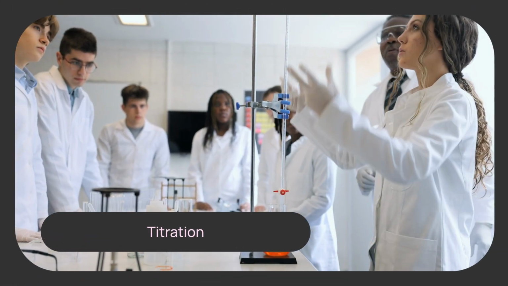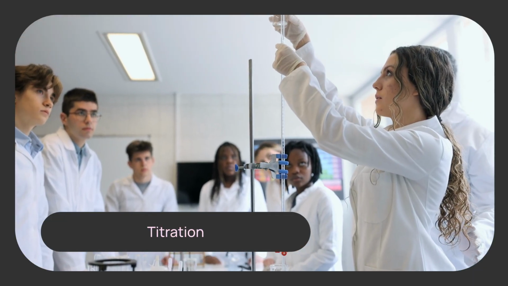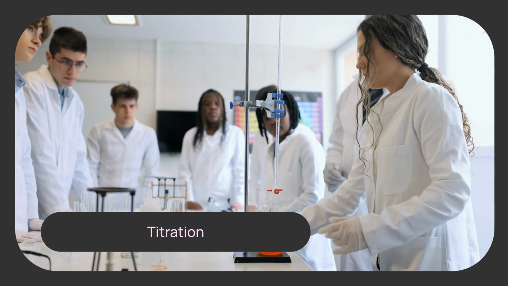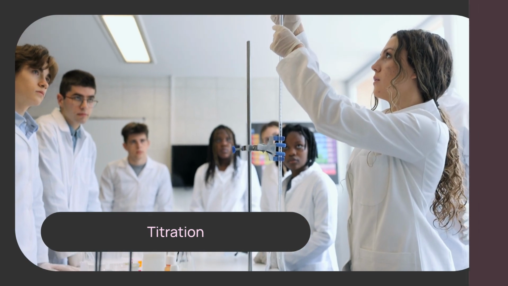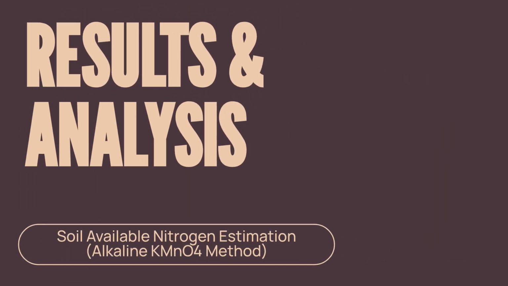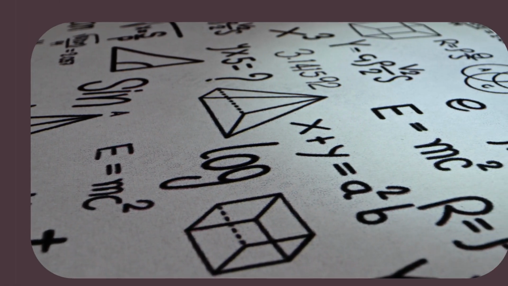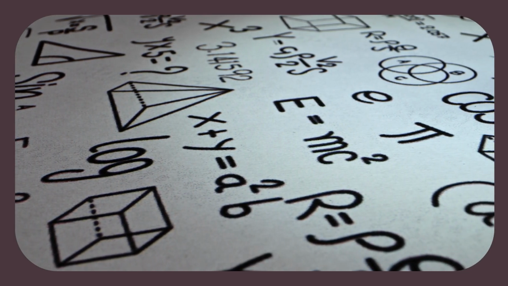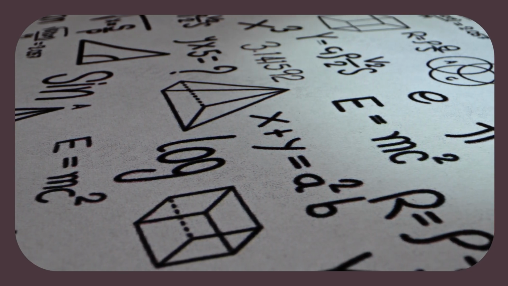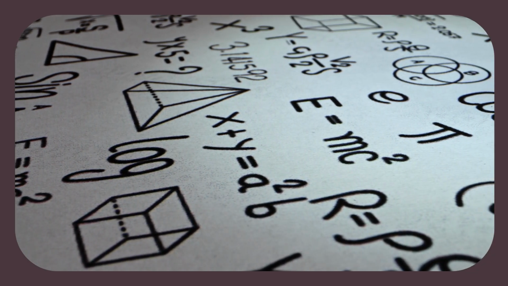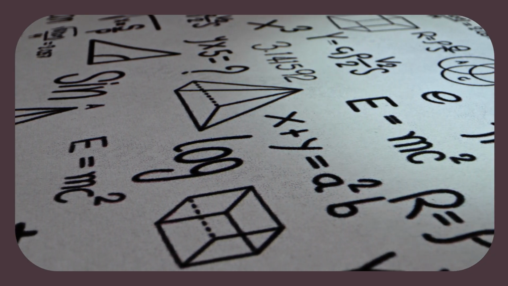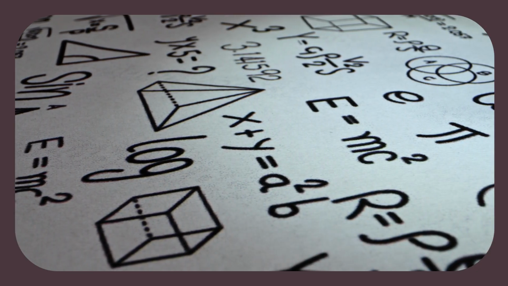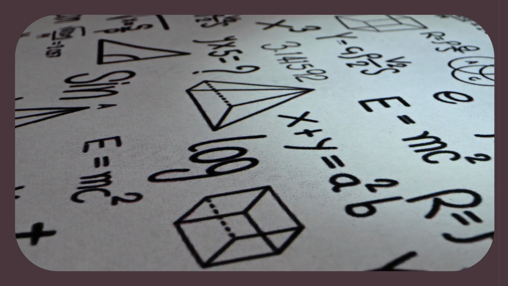Titrate the collected distillate with the standard 0.05 normal sulfuric acid until the solution turns pink, which is your endpoint. With the titration complete, we can now move to the calculations and interpretation of the results. The available nitrogen in kilograms per hectare is calculated using the formula sample minus blank volume times 0.014 times the normality of sulfuric acid multiplied by a conversion factor, all divided by the weight of the soil sample.